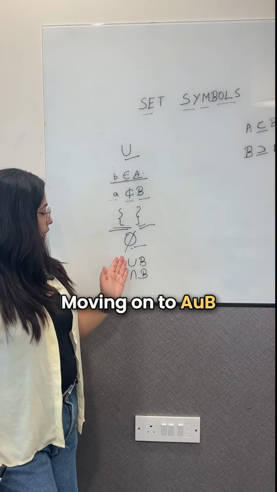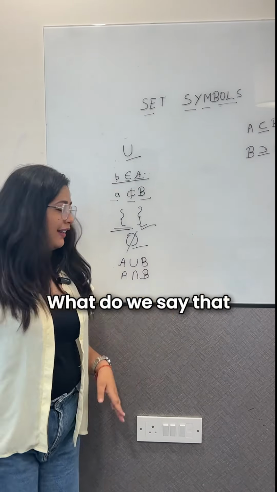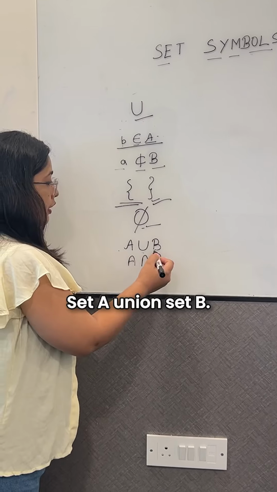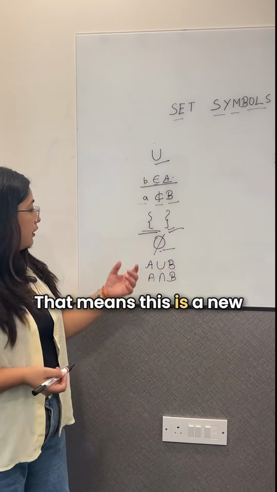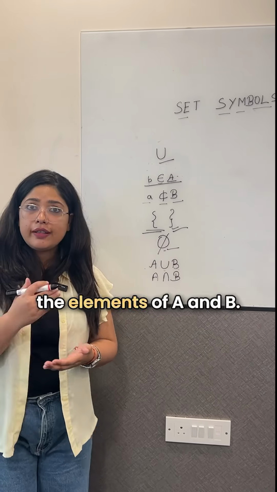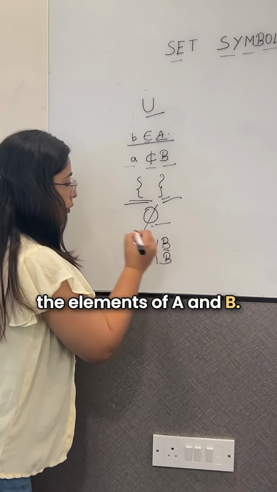Moving on to A ∪ B. What do we say that? Set A union set B. This is how we read it. What does that mean? That means this is a new set which contains all the elements of A and B.